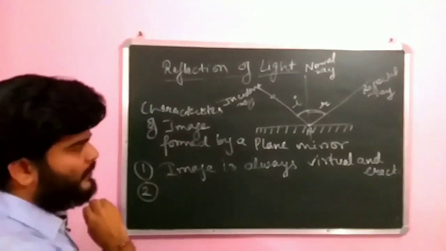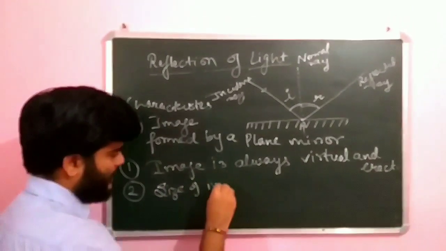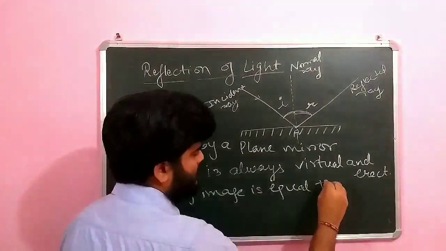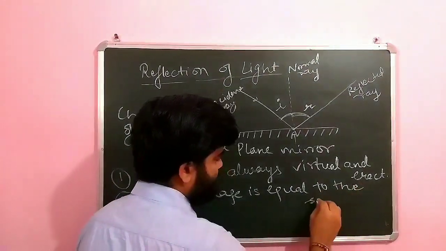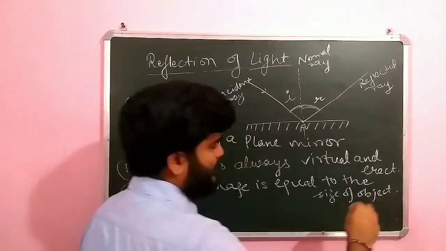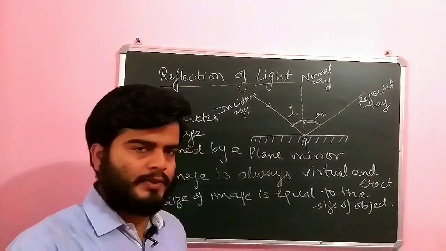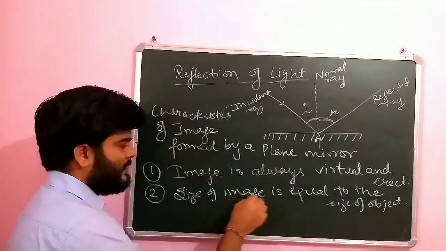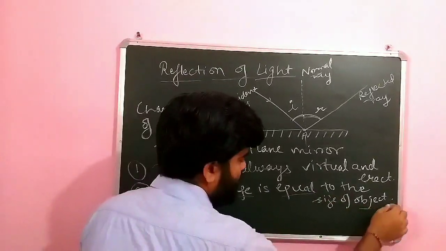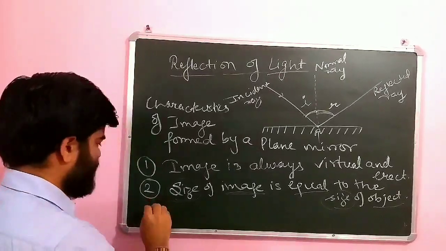The second thing you have to remember is that the size of the image is equal to the size of the object. As we see ourselves in the mirror, we see the same size of our face which is actual. It means the size of the image which is forming is equal to what we are facing in front of the mirror.